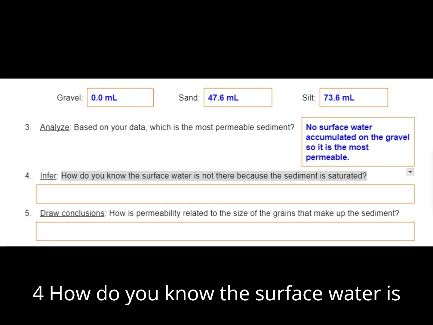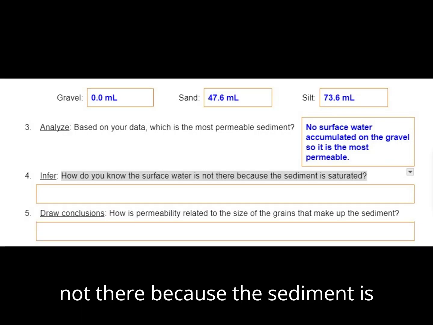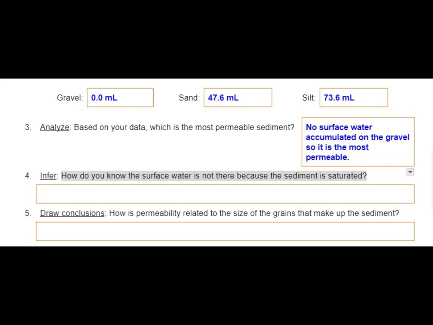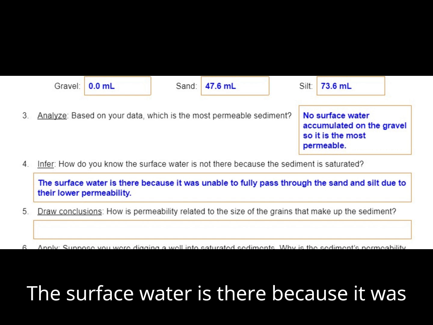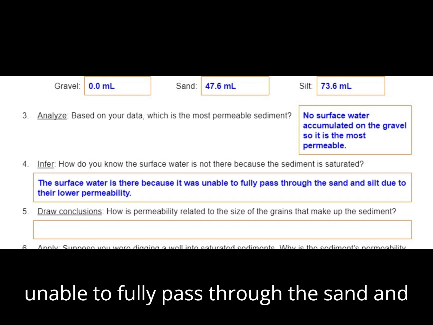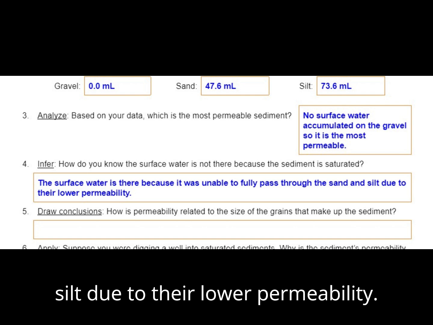4. How do you know the surface water is not there because the sediment is saturated? The surface water is there because it was unable to fully pass through the sand and silt due to their lower permeability.